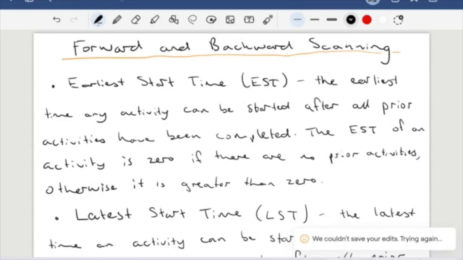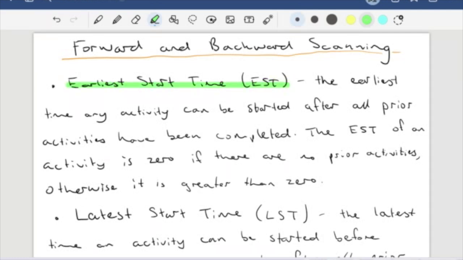Okay, so in this video we are going to talk about a new concept in our critical path analysis, which is forward and backward scanning. Both of these techniques we apply to our network diagrams help to tell us two important things about each activity in our network diagram.